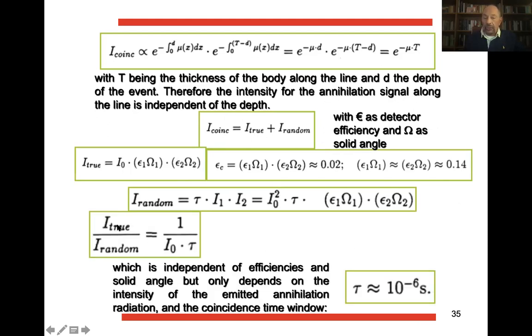And then the ratio of the intensity of the true divided by the intensity of the random is 1 over I0 times tau, which is independent of the efficiency and solid angle, but only depends on the intensity of the emitted annihilation radiation, I0, and the coincidence time window. So tau is very important, and tau is in the order of 10 to the minus 6 seconds, so in the order of microseconds. That's the window where you actually collect and process these coincidence events.